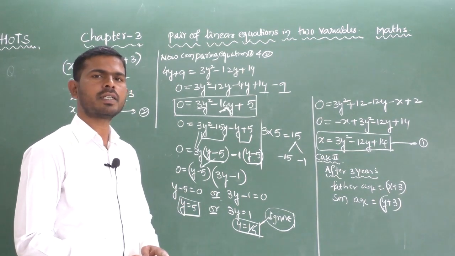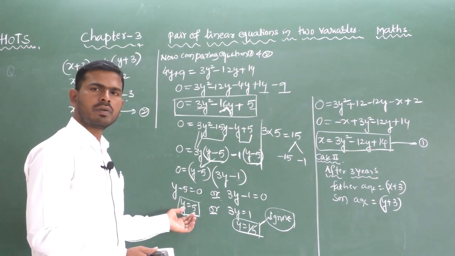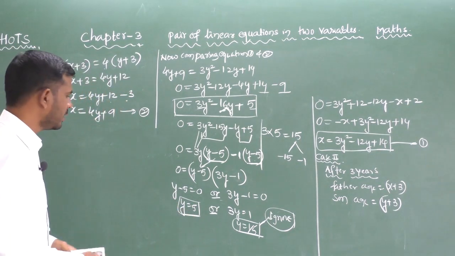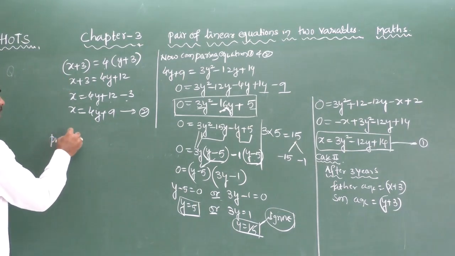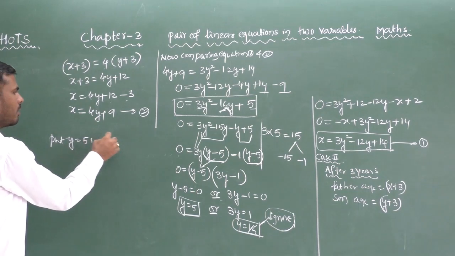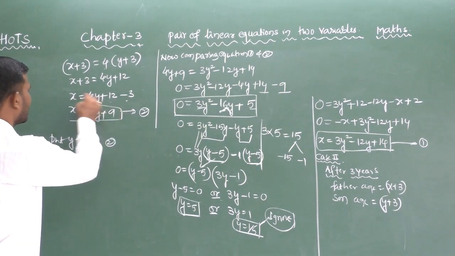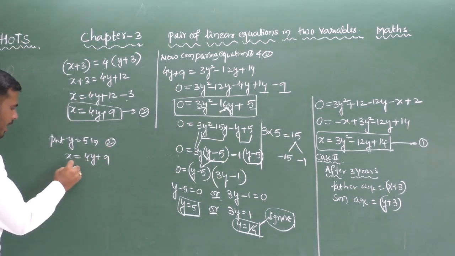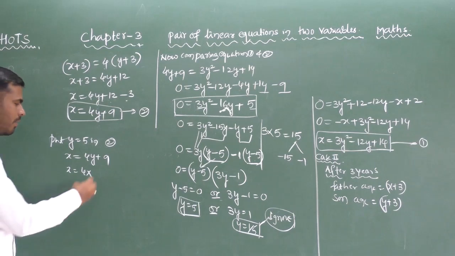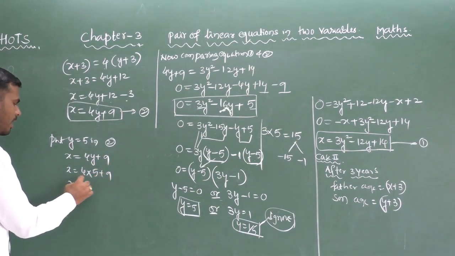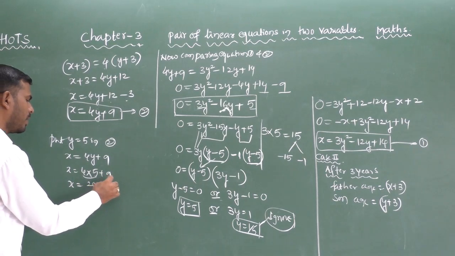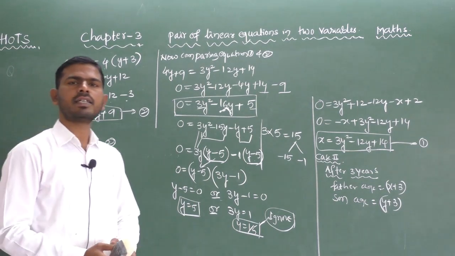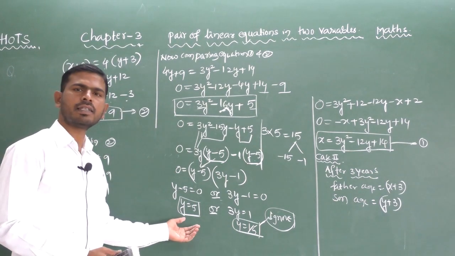Now you have to find out the age of the father, means just substitute y equal to 5 in equation number 2, and you will get the father's age. Equation number 2 is here, 4y plus 9. So x is equal to 4 into the y value 5 plus 9. X equal to 4 fives are 20 plus 9. X is equal to 29. So 29 is the age of the father and the age of the son is 5 years.